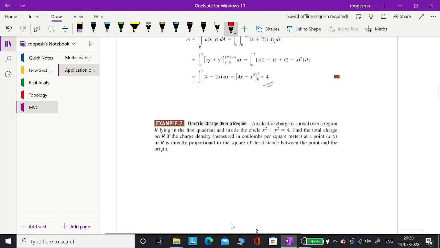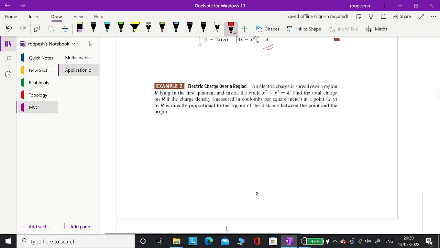You can go for the second example: electric charge over a region. An electric charge is spread over a region R lying in the first quadrant and inside the circle. Find the total charge on R if the charge density, measured in coulombs per square meter at a point (x, y) in R, is directly proportional to the square of the distance between the point and the origin. So let us see, from the origin to a point (x, y) here, what is the distance connecting these two?